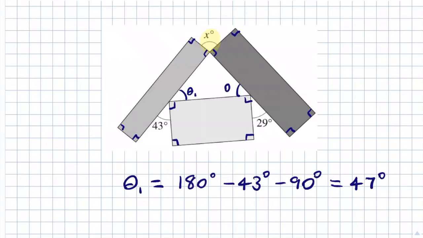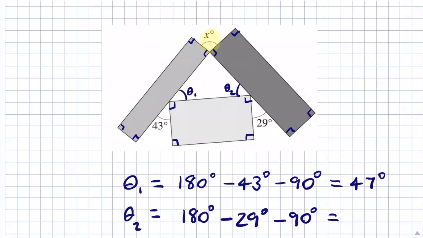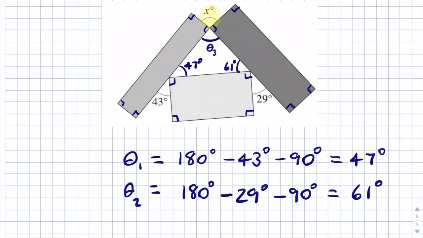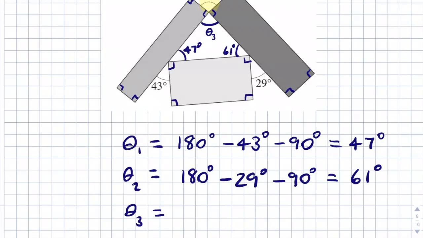Okay, let's try and find this second angle, which I'll call theta 2. Well, again, that's also on a straight line, so that's going to be 180 minus 29 minus 90. 180 minus 90 is 90. 90 subtract 29 is 61. So now I've got answers for theta 1 and theta 2. This angle is 47 and this angle is 61. So straight away I can work out what this third angle is because we've got a triangle here. And I might as well call this theta 3. So theta 3 is going to be 180 minus 47 minus 61, which gives me an answer of 72.